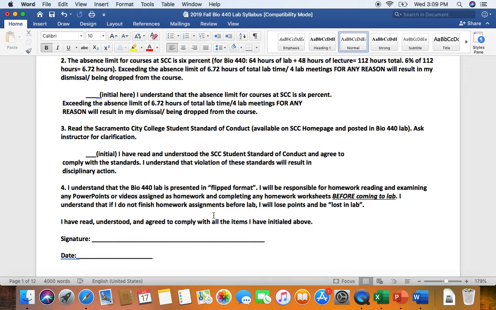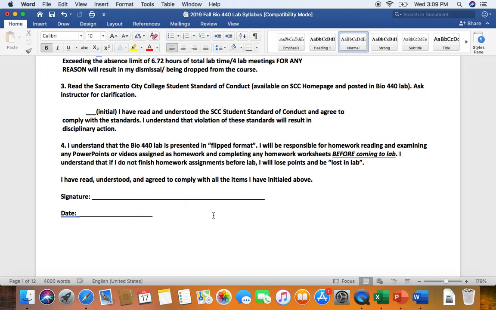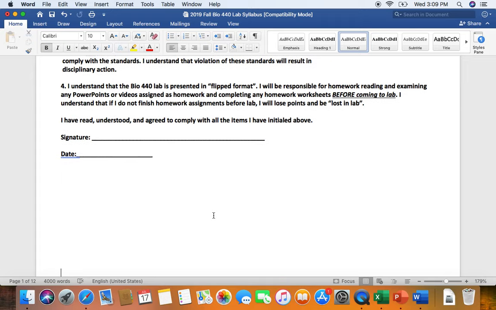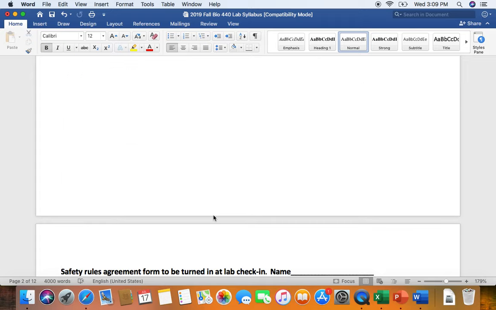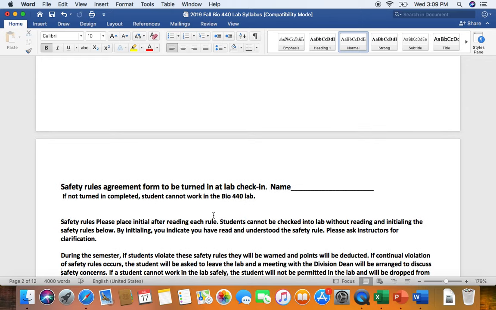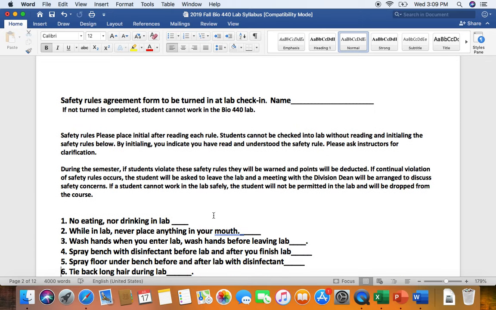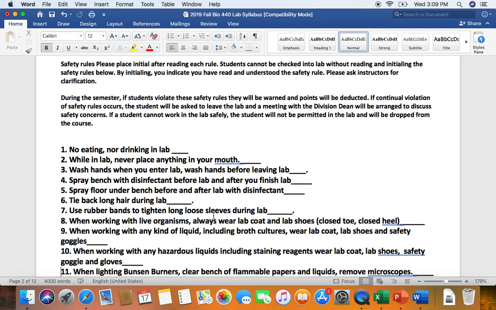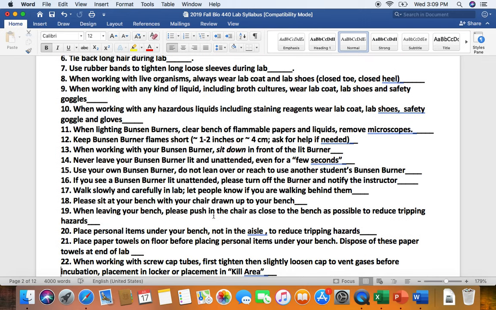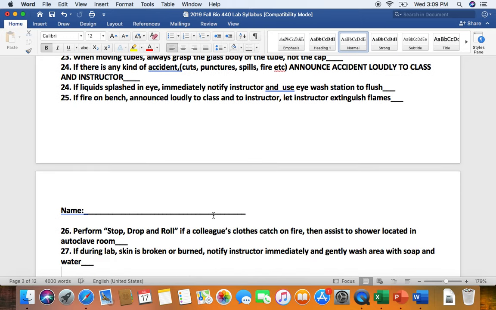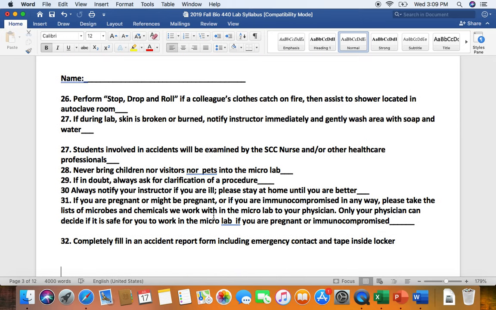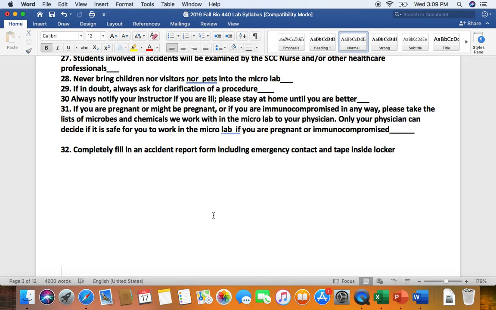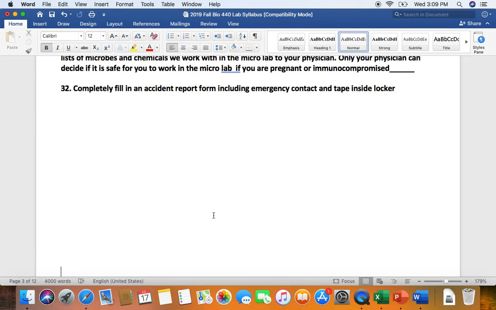So after initialing, you'll sign it and date it. Okay, we'll be turning this lab agreement form in on the day we check into lab, check into our lockers, probably the 2nd or 3rd lab. The next 2 pages are the lab safety rules. So on day 1, with your team of 4 people in the micro lab, you go over these rules. You'll initial the rules, ask any questions if you don't understand. So you'll be going over these together as a group, initialing. And then the lab safety rules you'll also be turning in when we check into our lockers.